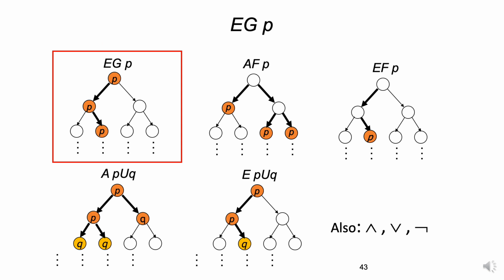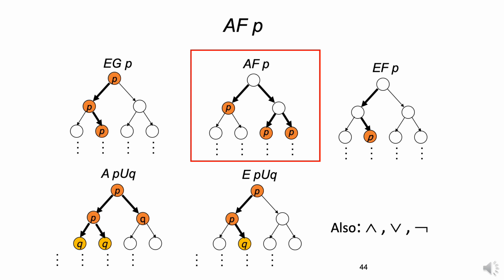Let's look at the specification EGP. EG is the temporal operator. E stands for there exists a path from the current state, and G stands for all the states on the path. So EGP holds in the state if there exists a path from that state on which all the states satisfy P.